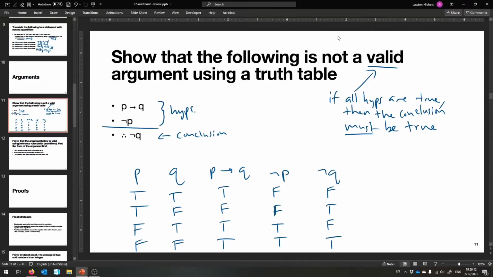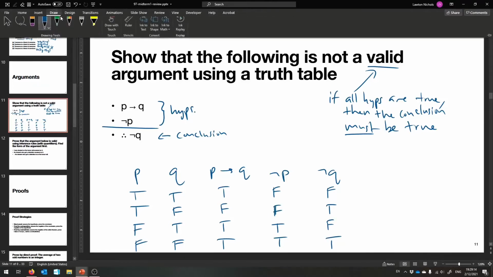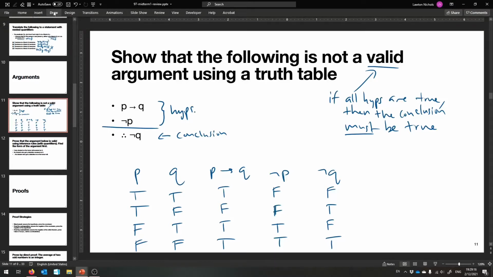And the idea is, we go and find every row where these two are both true, because we're trying to prove that if the hypotheses are true, then the conclusion must be true. So where are both of these true? It looks like in the last two rows. In the last two rows, they're true there, and they're true there.